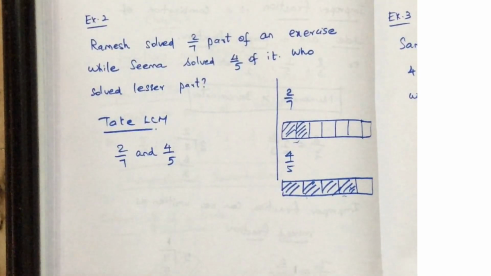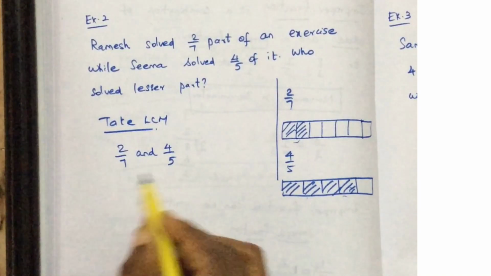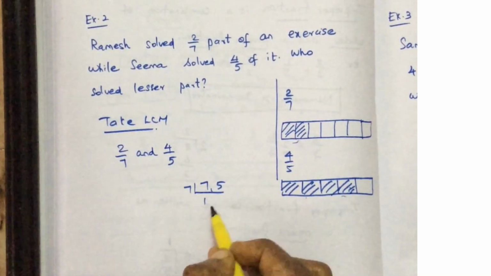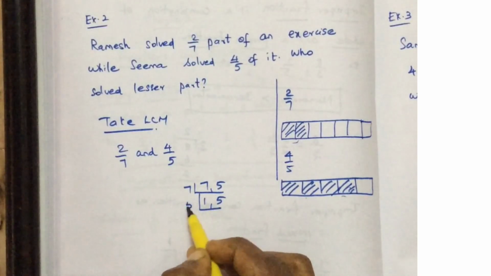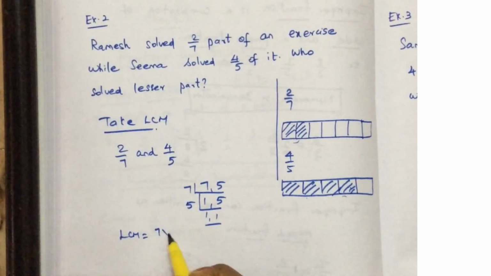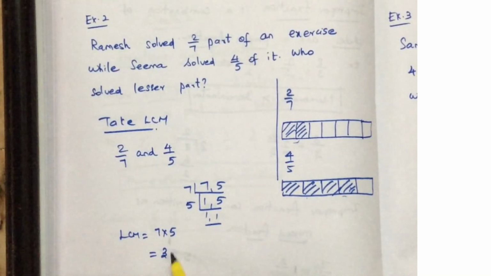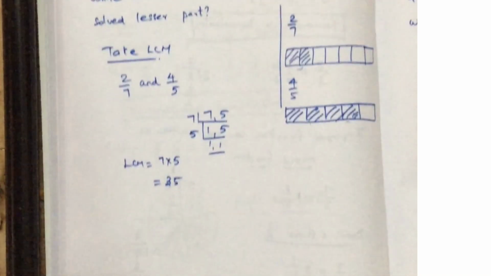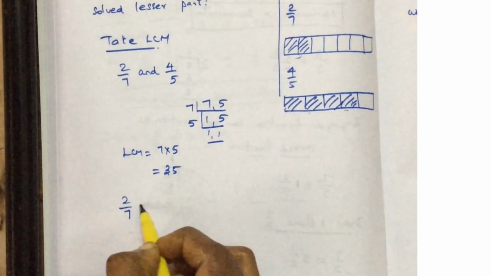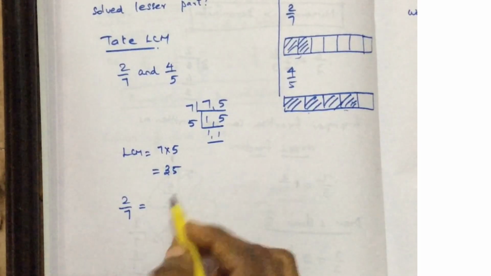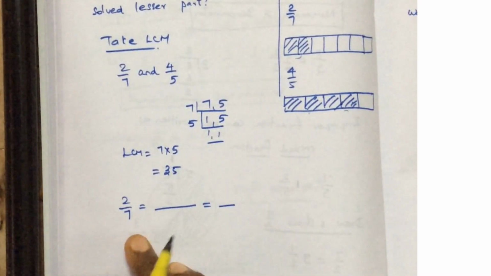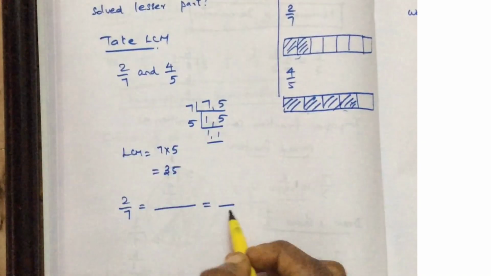Okay, now we have to take the LCM for the denominators, 7 and 5. 7 ones are 7, 5 ones are 5. So the LCM is 7 multiplied by 5, that is 35. Okay, now what you should do is, here it is 2 by 7. To this 2 by 7, you have to convert such that you change both the denominators to be 35.